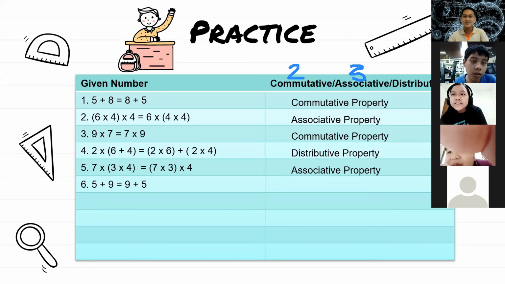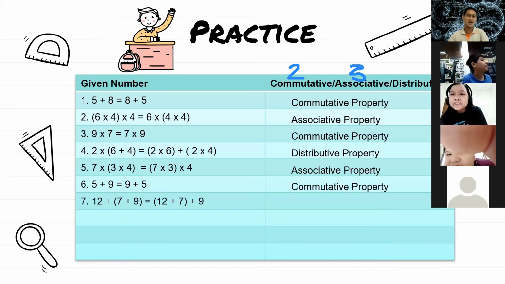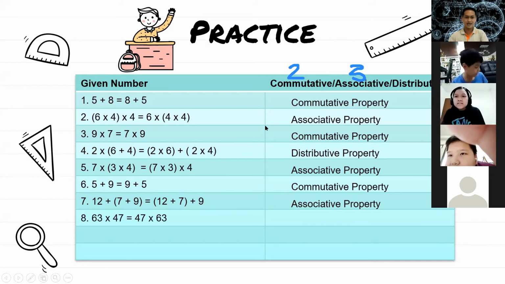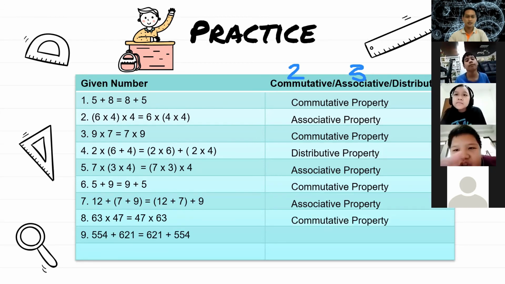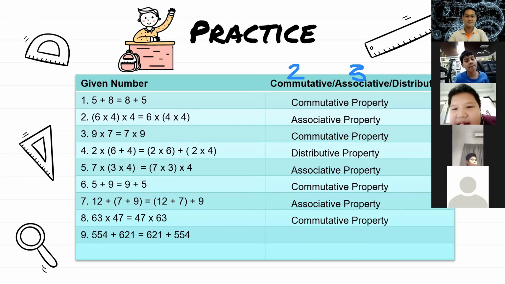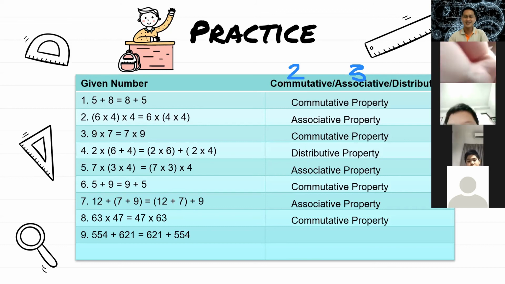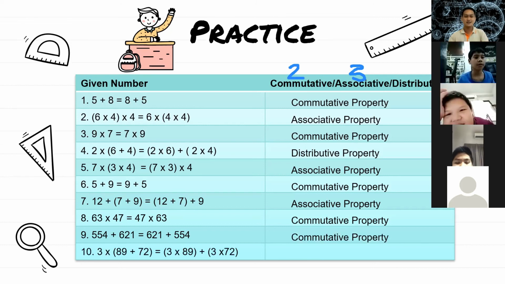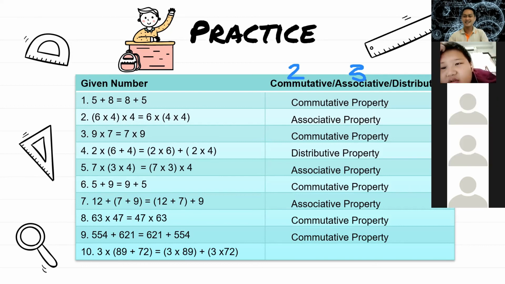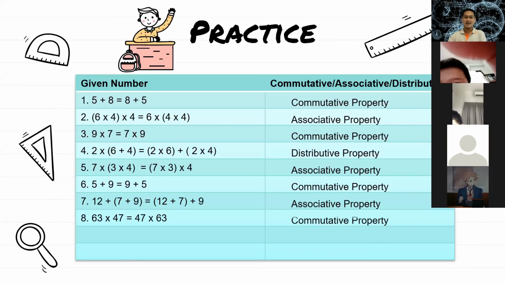Commutative. Very good. Next, we have 12 plus 7 plus 9. Commutative, associative, or distributive property? Associative. Very good. Next, we have 63 times 47. Commutative property. Very good. Number 9, 554 plus 621. Commutative. Very good. And the last number is 3 times 89 plus 3 times 72. Distributive property. Very good.